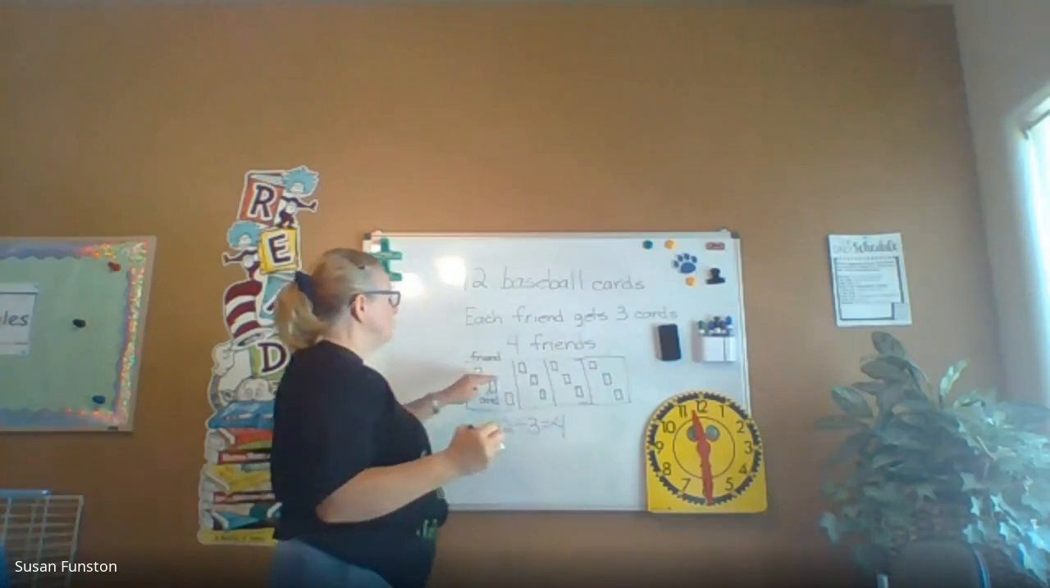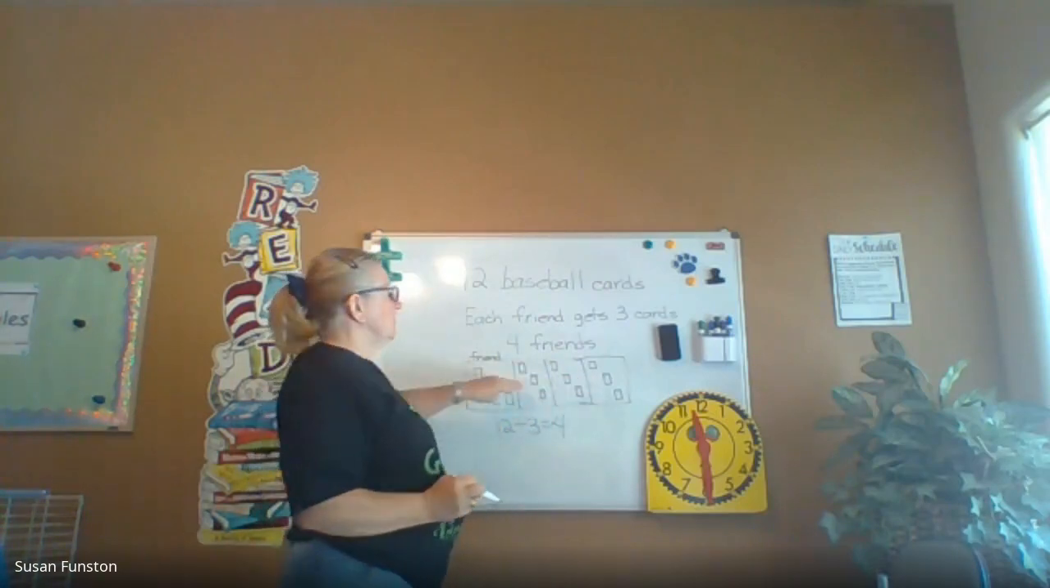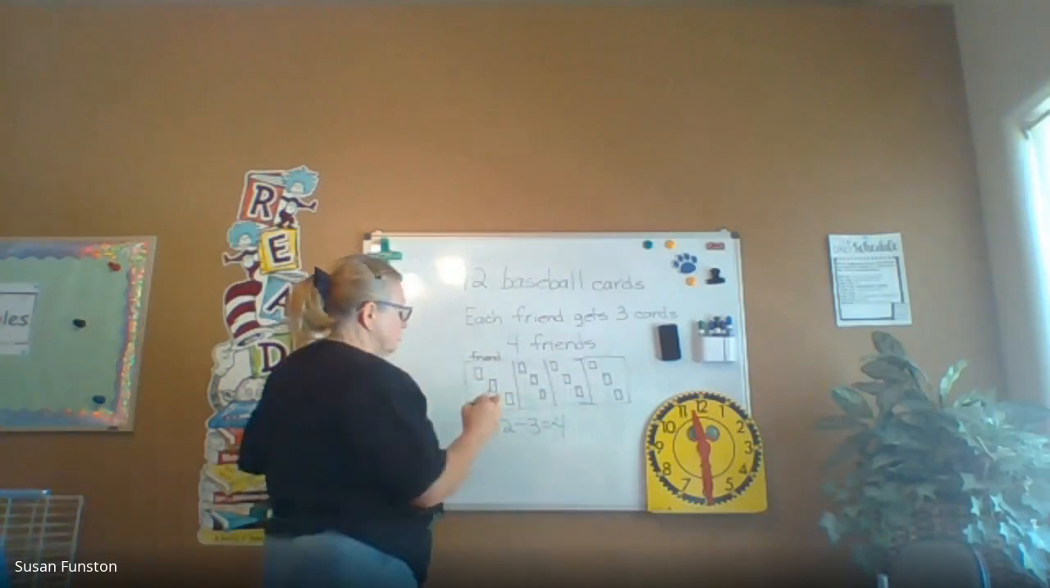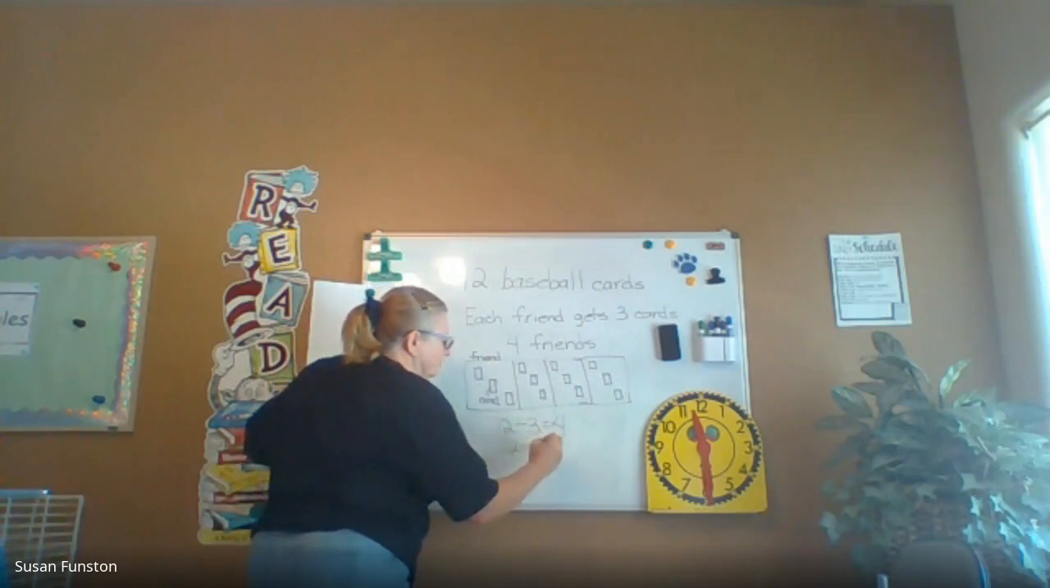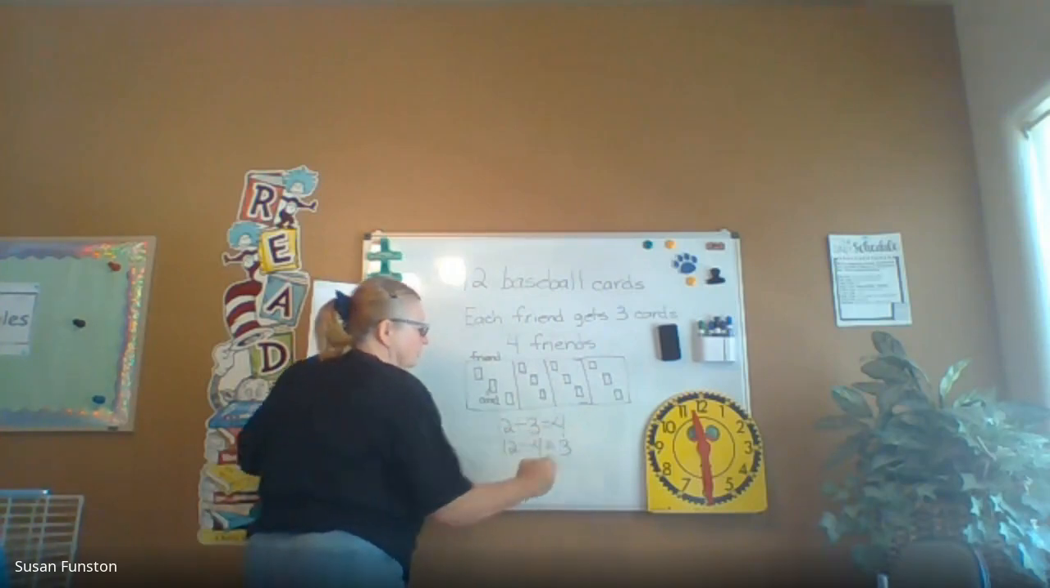And if I knew how many friends I had, I could use the same diagram to tell me how many cards each one would get. So 12 divided by 4 equals 3.